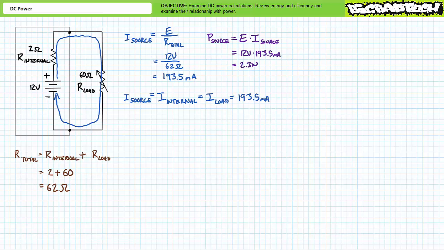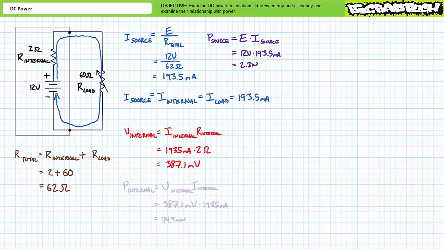Given the direction of conventional current travel, we should expect a voltage drop across the internal resistance, positive to negative, bottom to top, and a voltage drop across the electrical load, positive to negative, top to bottom. Let's determine the voltage drop and the power dissipated by the internal resistance first. Voltage equals current times resistance. An application of Ohm's law demonstrates the internal resistance experiences a small voltage drop of roughly 387.1 millivolts. Power is equal to voltage times current. The power consumed by the internal resistance is 387.1 millivolts times 193.5 milliamperes, or roughly 74.9 milliwatts. This small amount of power would be considered a loss to this system.